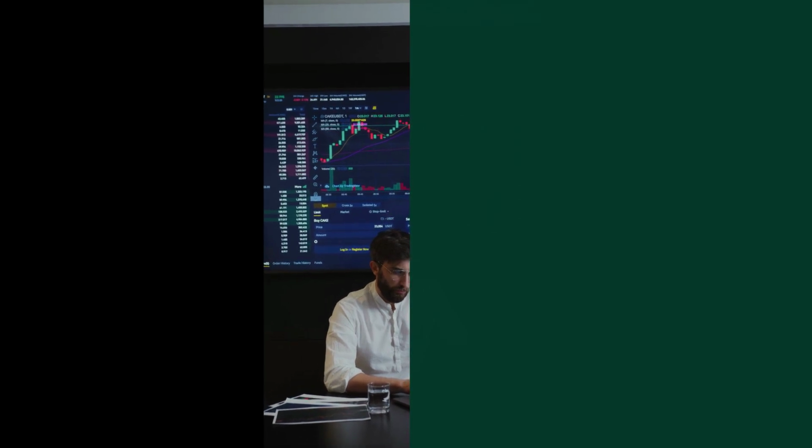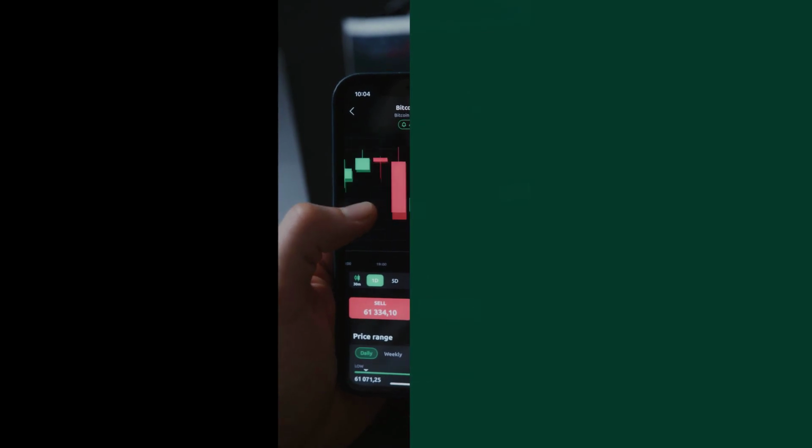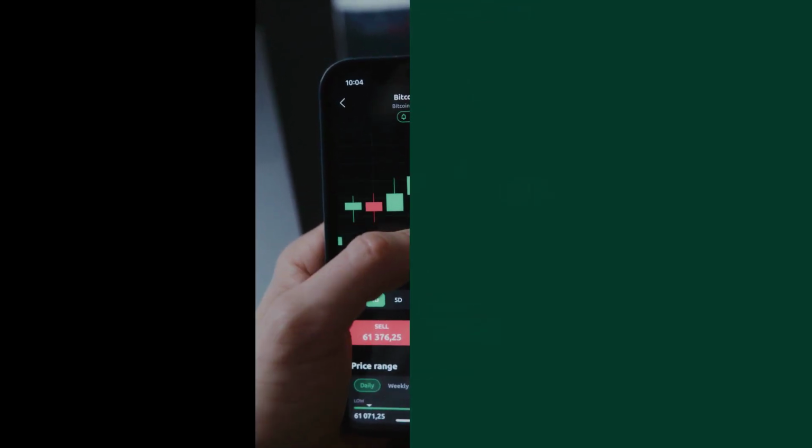By monitoring your results, analyzing data, and adapting to changing market trends, you can stay ahead of the competition and continue to grow your income over time.